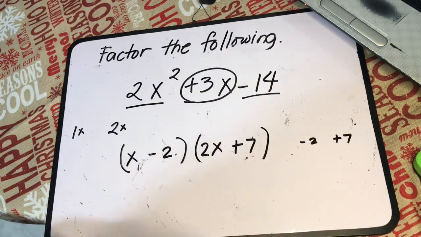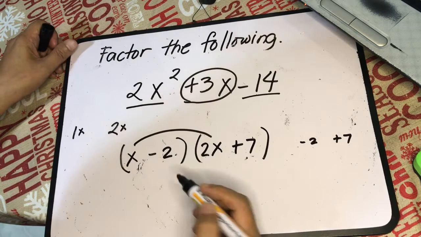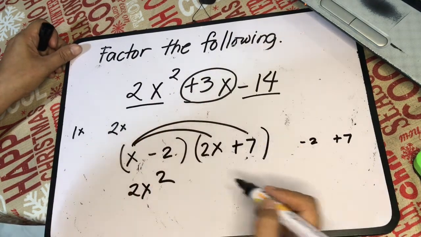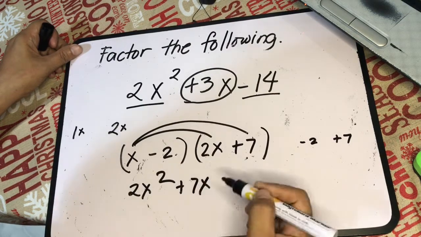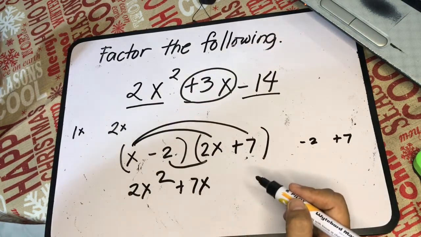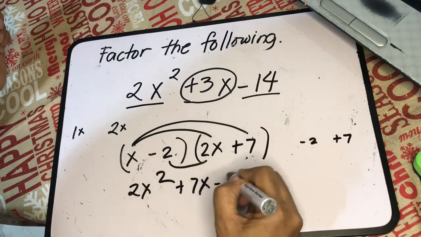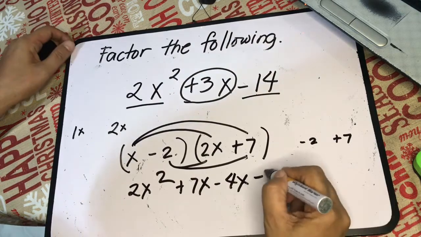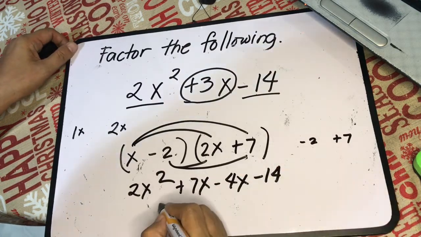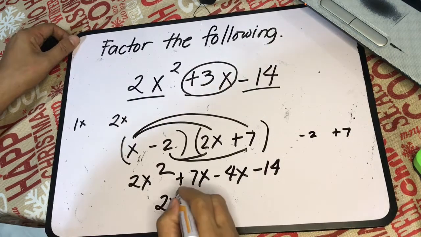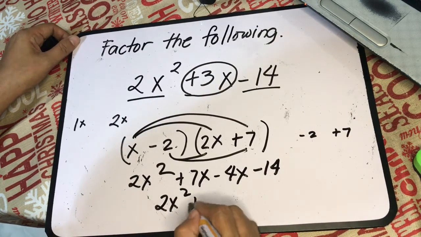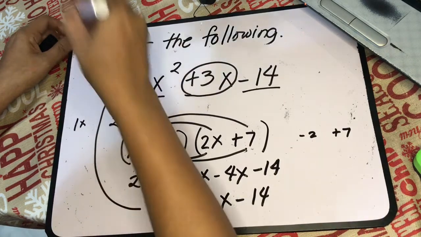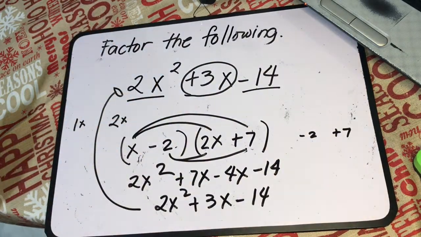Okay, let's check. x times 2x, that is 2x squared. x times 7, that is 7x. Negative 2 times 2x is negative 4x. Negative 2 times positive 7 is negative 14. So, we have 2x squared, 7 minus 4 is 3x, minus 14. So, again, we have the original equation.